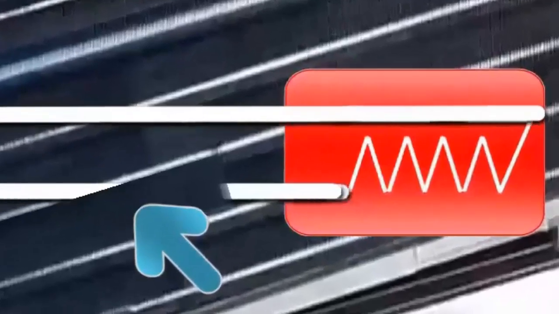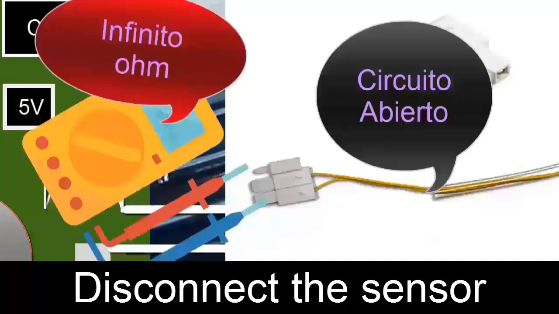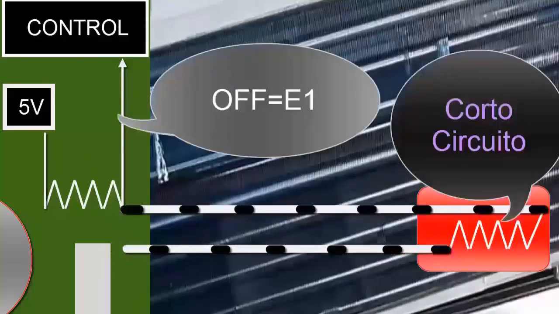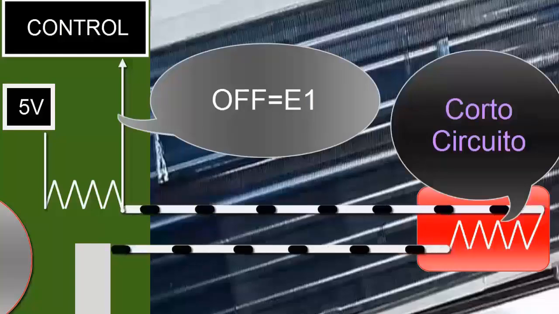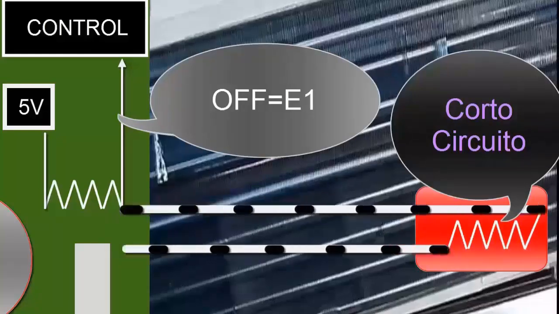C. Open circuit. If the sensor is disconnected, cut, or damaged, no current will flow. Use a multimeter in the kilo-ohm scale to measure resistance. An infinite reading indicates an open circuit. D. Short circuit. A very low resistance, close to zero, suggests a short in the sensor, possibly due to wires touching.